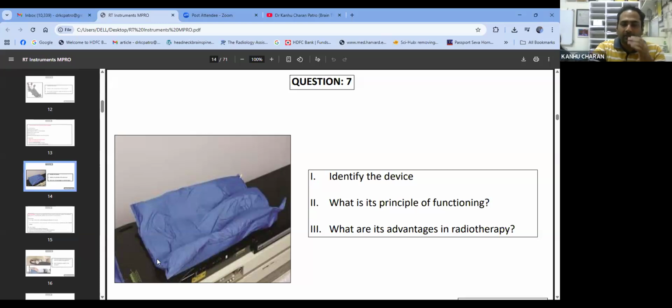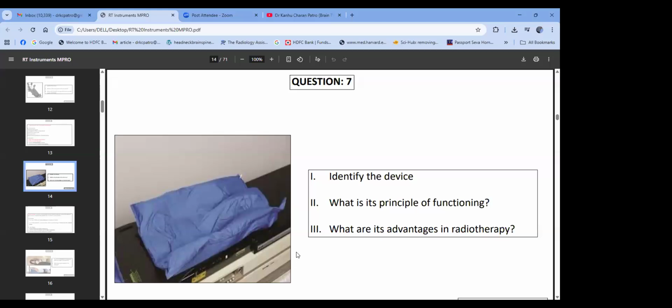What are the advantages when compared to thermoplastic immobilization? The advantages are that it's customizable, gives stable positioning, and is good for non-flat surfaces or non-supine positions, and it improves the reproducibility and patient comfort.